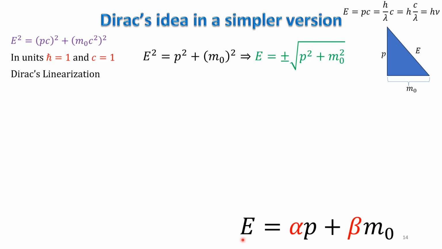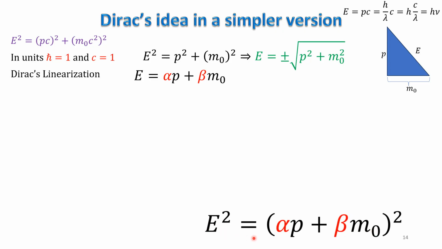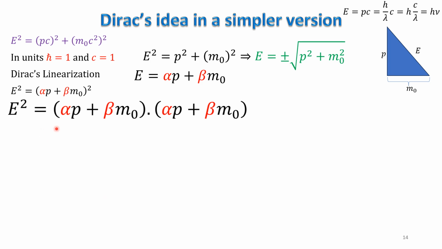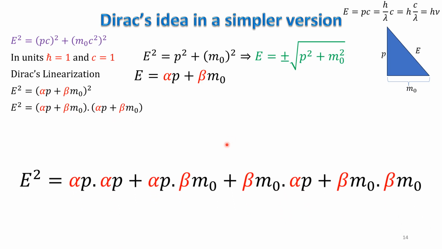Let us suppose that E can be represented by alpha p plus beta m0. Now if you try to square this, it will be E square equal to alpha p plus beta m0 whole square. Now if you expand this, you have to operate one bracket on another bracket, and this leads to alpha p operated on alpha p. Here you can locate alpha p, alpha p. Then alpha p operated on beta m0, you can locate here alpha p, beta m0. Then beta m0 operated on alpha p, you can locate here. And the last term beta m0 operated on beta m0.